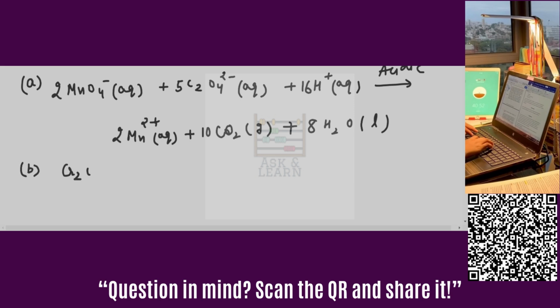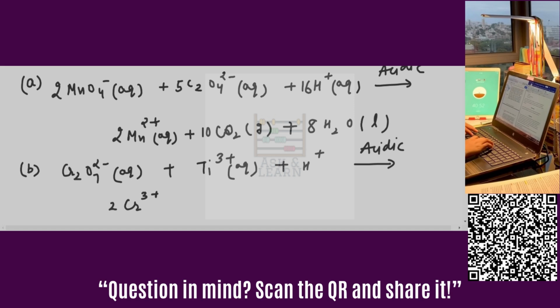when dichromate ion Cr2O7 2 negative in aqueous medium reacts with Ti3 positive aqueous in the acidic medium, that means in the presence of H plus, acidic, so it will form 2 Cr3 plus aqueous plus TiO2 2 positive plus H2O.